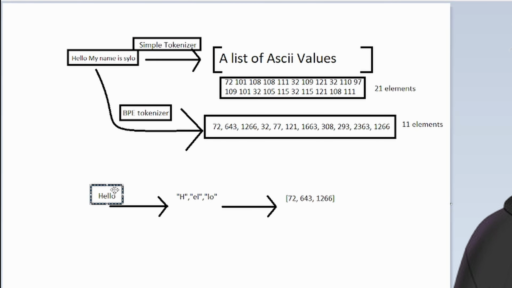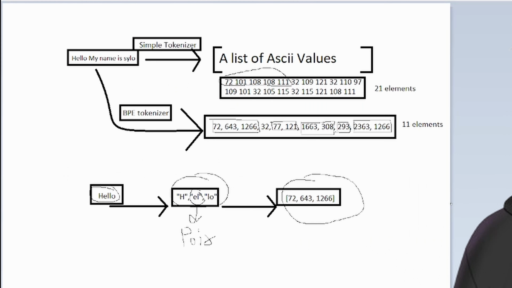Let's say we are taking hello and then we are breaking it down into pairs. Pair represents the grouping up 2 letters, and after that we are converting that into numbers. That's what BP tokenizer is.